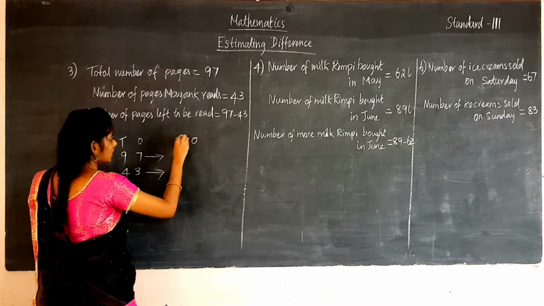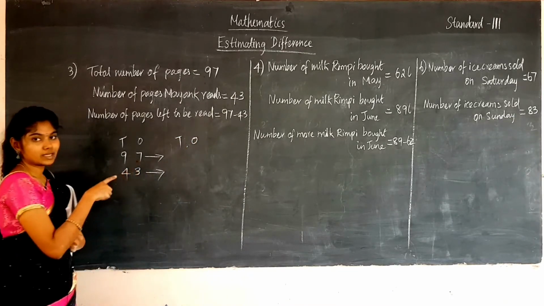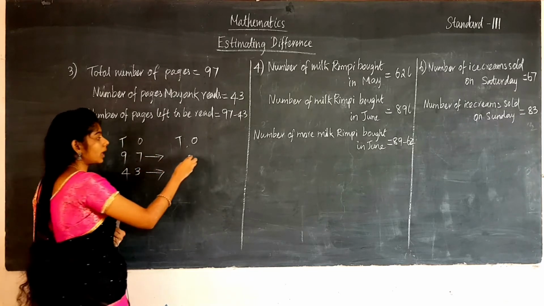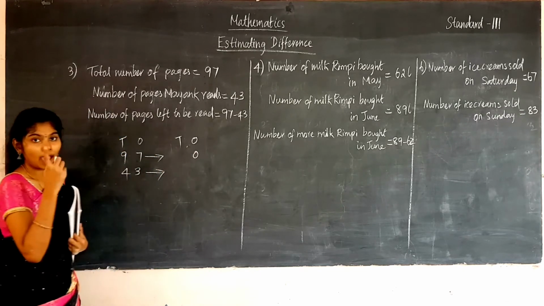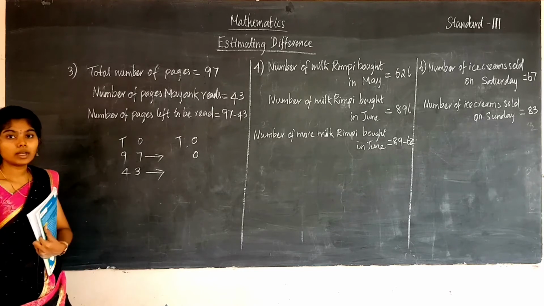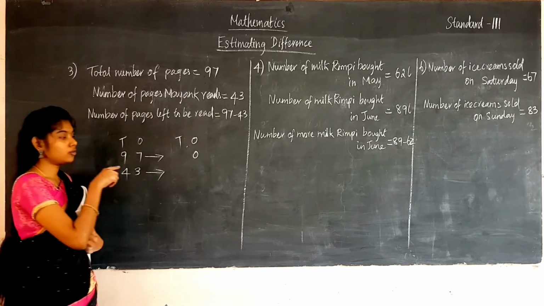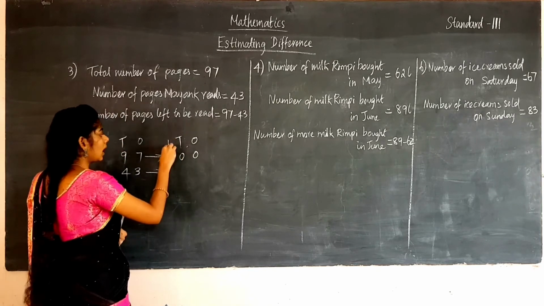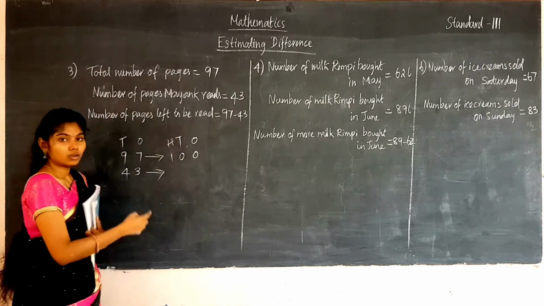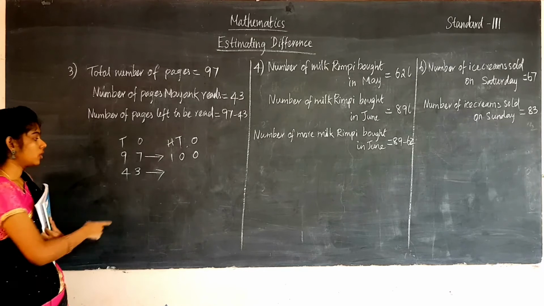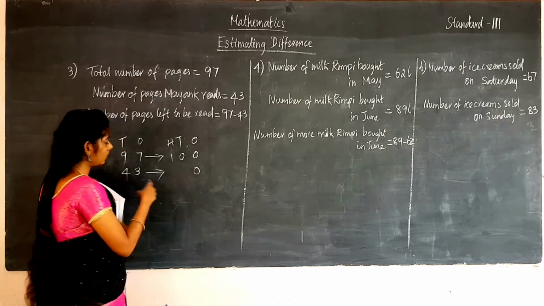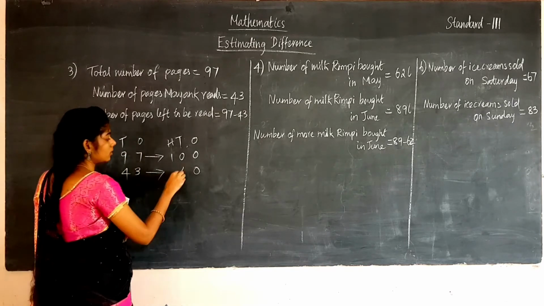So write the places. Now check the ones place. 7 is there, greater than 5. So you will write 0 in the ones place and add 1 to the tens place. 9 plus 1 is 10. So here comes the hundreds place also. So write 0 in the tens place and 1 in the hundreds place. Now the next number you have to round off. Here 3 is there, which is less than 5. So you can write 0 in the ones place and write 4 as it is given there.